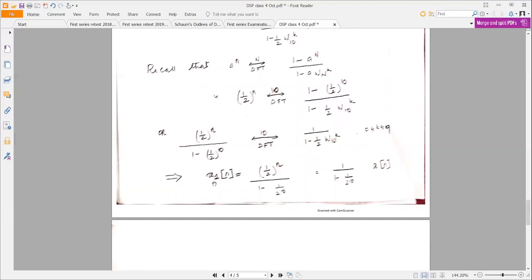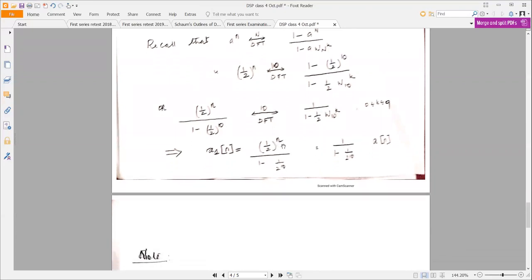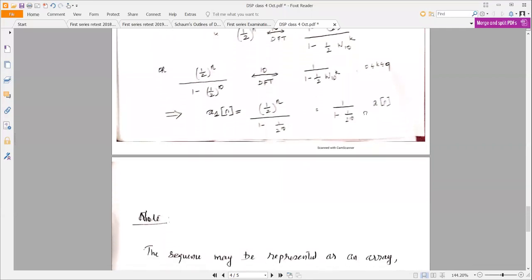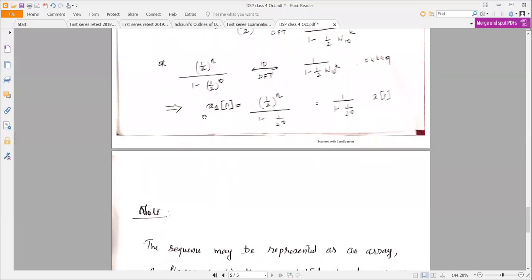You can therefore write x1 of n is equal to (1/2) raised to n by 1 minus (1/2) raised to 10. Now 1 minus (1/2) raised to 10 is nearly equal to 1, since 2 raised to 10 is 1024, so 1 by 1024 is tiny and this term is almost equal to 1. So you see that x of n is represented to a very good accuracy by x1 of n.